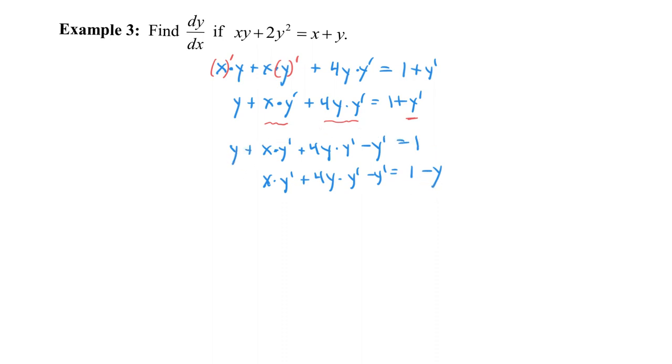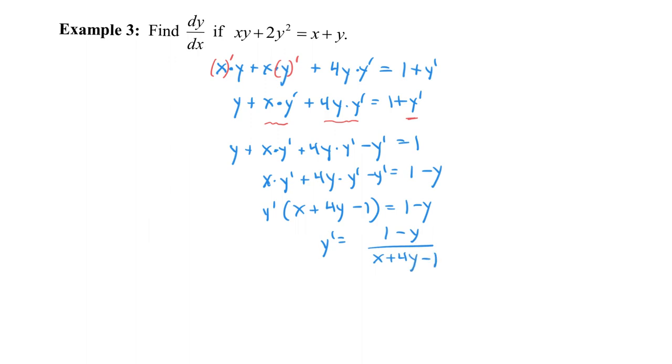And now what we need to do, because we're going to solve for y prime, we need to factor a y prime out. It's in all 3 of these terms. So we factor y prime out, and we get x plus 4y minus 1 equals 1 minus y, right? You can always check. If I distribute this back through, I should get back where we were. And then from here, I just want to get y prime by itself, so I divide each side by this right here. So when we're all done, we get y prime equals 1 minus y over x plus 4y minus 1.